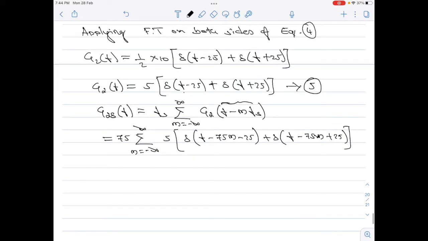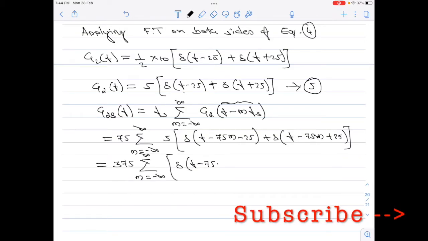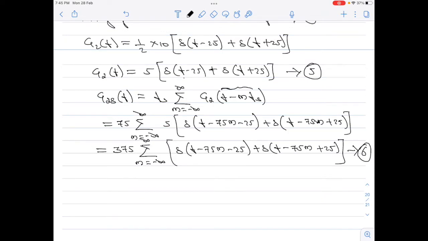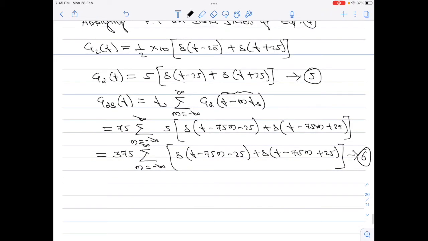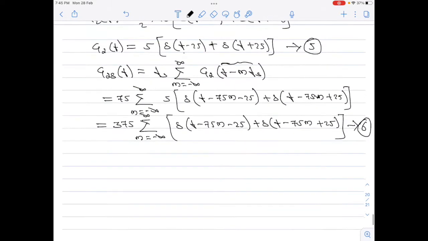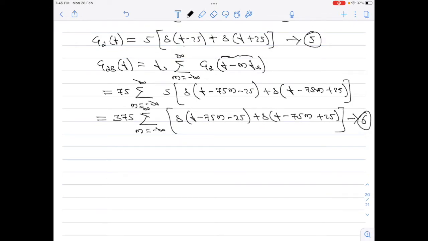Okay, so let me just try to simplify this. So this will become, right. I'll call this equation 6. Now, if you look at the question, we are asked to prove that the spectra obtained when these two signals are sampled at a sampling frequency of 75 Hz are exactly the same. However, at this stage, if you look at equation 6 here and equation 3 here, you will find they are not exactly the same. So, some mathematical alteration is required to make them equal to one another.